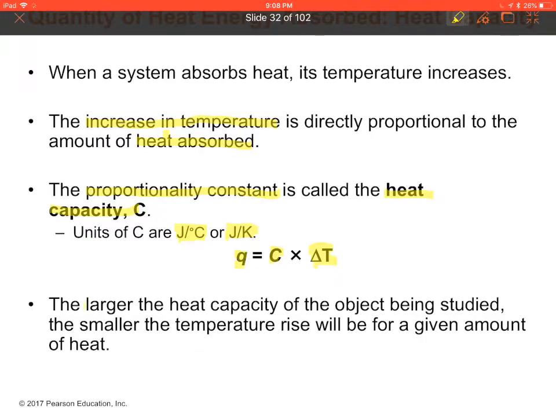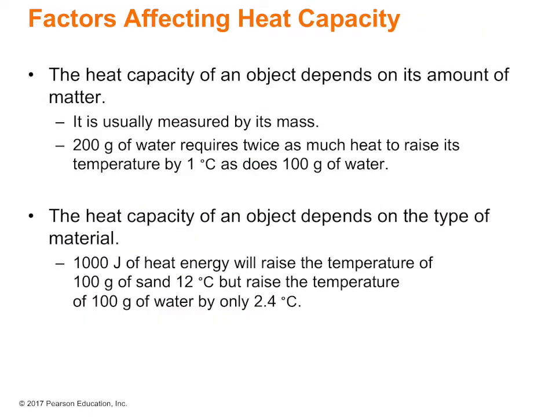The larger the heat capacity of the object being studied, the smaller the temperature will rise. So if they have a higher heat capacity, then the temperature is not going to rise as much. The heat capacity of an object also depends on its amount of matter. That makes sense. It is usually measured by its mass.